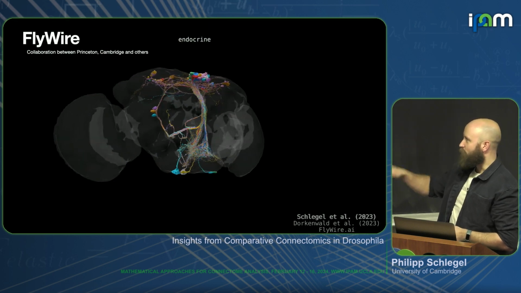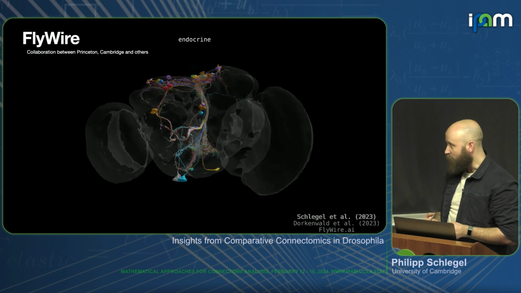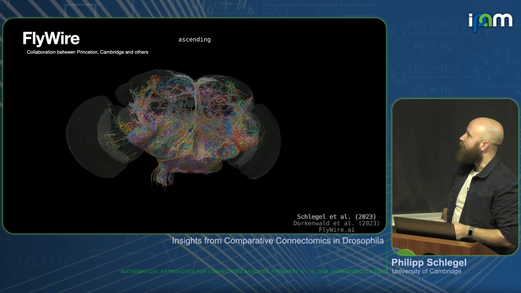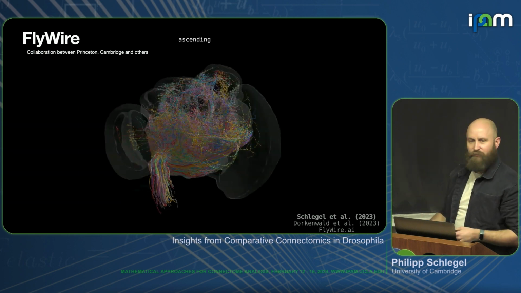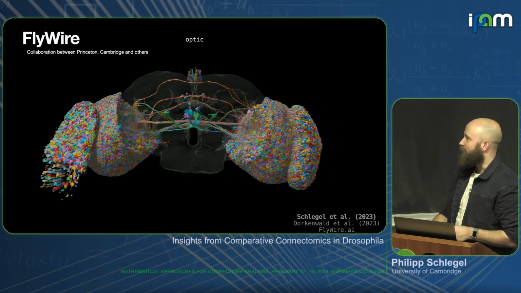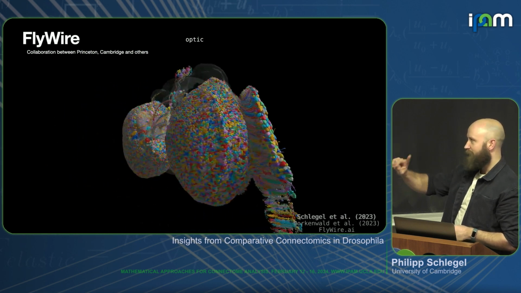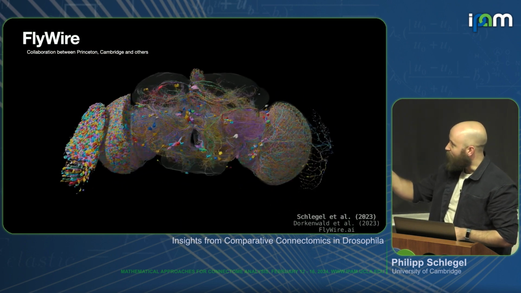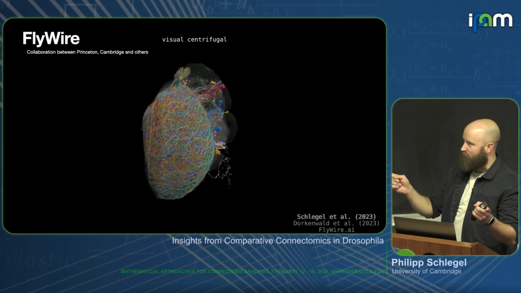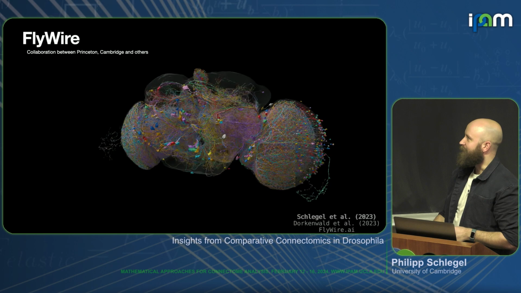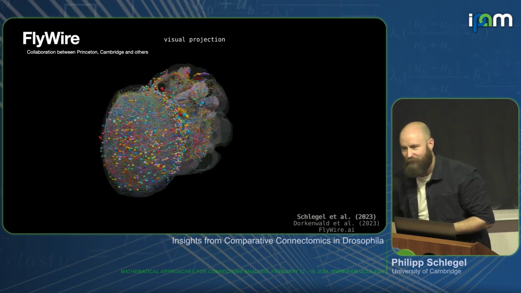What's next? Endocrine neurons. Those are neurons that receive input in the brain and release hormones into the hemolymph. Ascending neurons, so basically the opposite of descending neurons. These communicate between the nerve cord and the brain. And then we have the visual system, and neurons that connect the optic lobes with the central brain, i.e. the visual centrifugal neurons, so they go from the brain to the optic lobes, and last but not least, visual projection neurons.